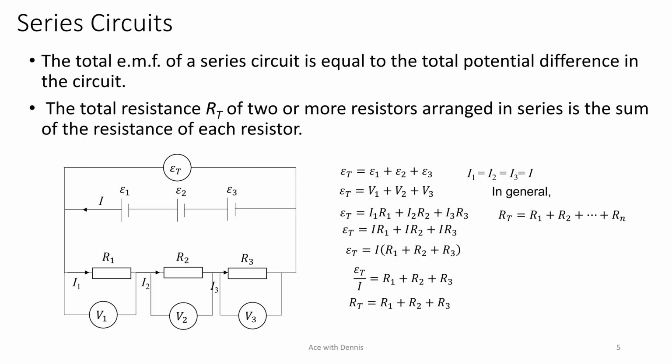In general, the total resistance equals R1 plus R2 up to the last resistance, Rn. N is the number of resistors connected in series.